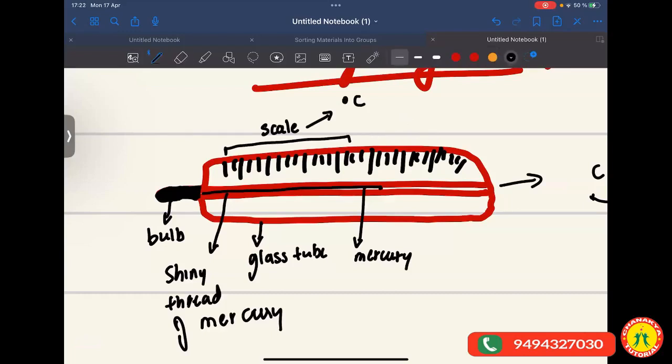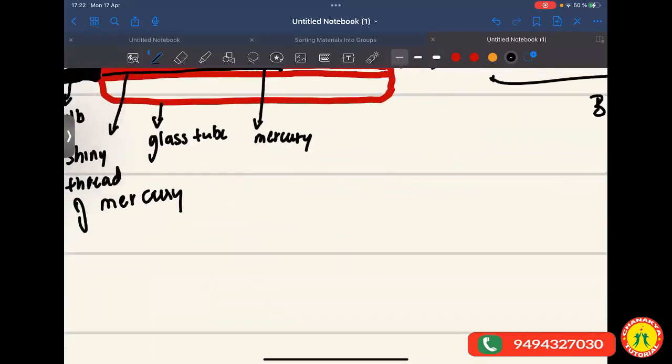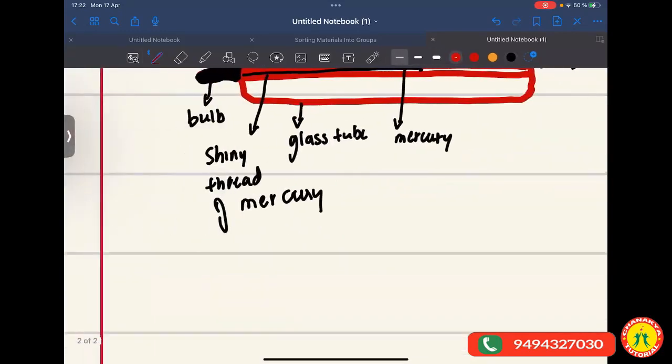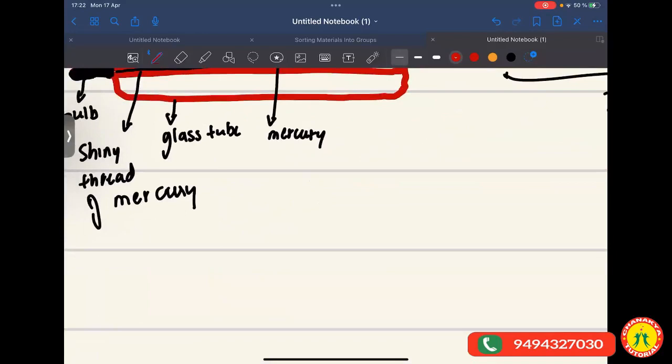Okay, so this is how the clinical temperature is. Clinical temperature is used only for the body. The readings will range from... what is the meaning of readings? Readings of the temperature means whatever the temperature it shows, that is only the reading.